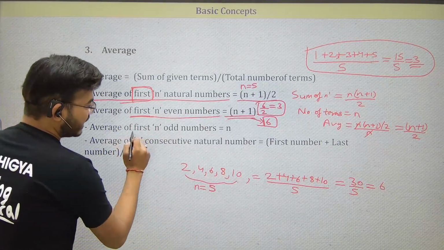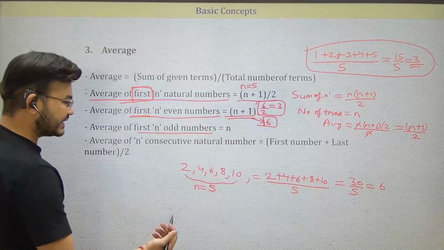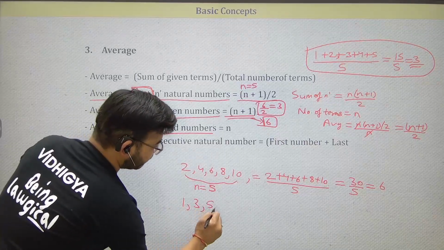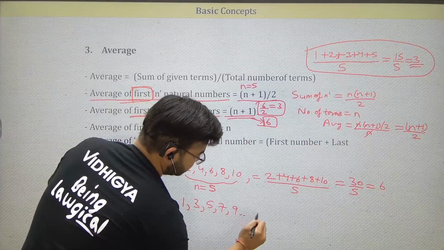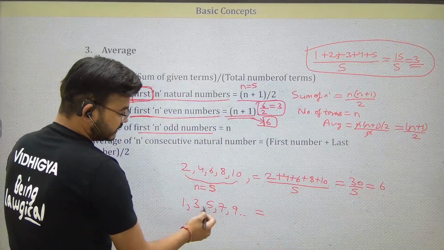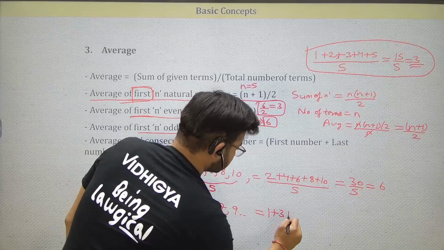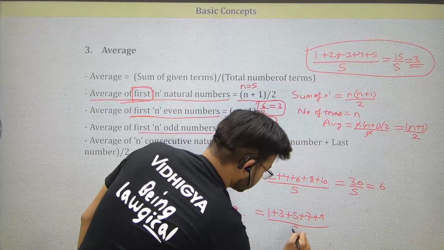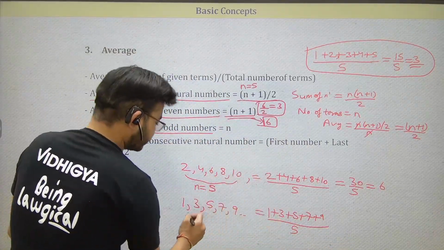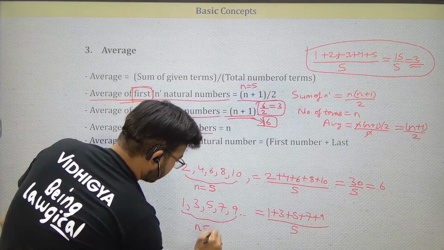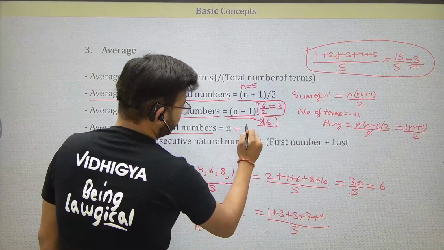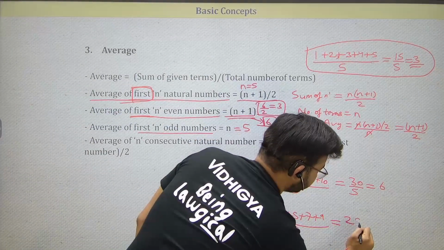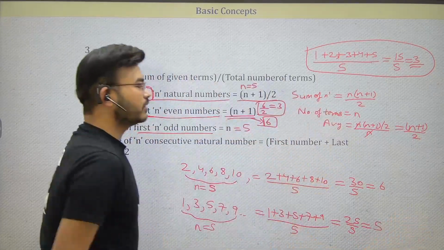Similarly, average of first n odd numbers will be equal to n. Let's say the first n odd numbers are 1, 3, 5, 7, 9 and so on. Let's say we want to calculate their average. Again, one of the ways will be 1 plus 3 plus 5 plus 7 plus 9 divided by the number of terms, that is 5. Now the number of terms we have calculated, they are 5. So according to this formula, the average will be n, which is 5. Again, if you calculate this, this will come out to be 25 upon 5. So that will be again equal to 5.